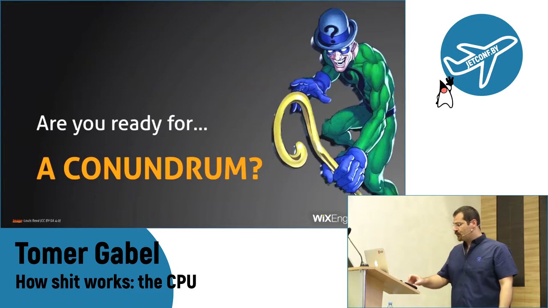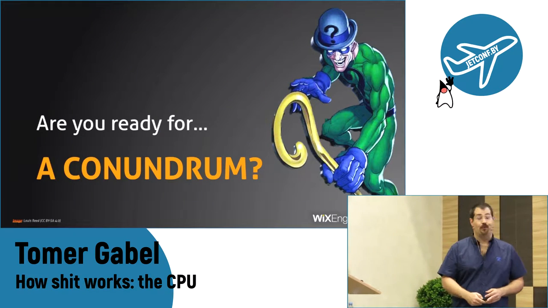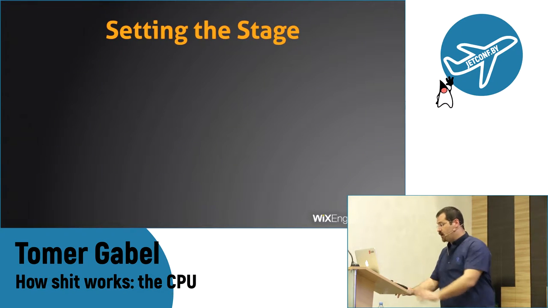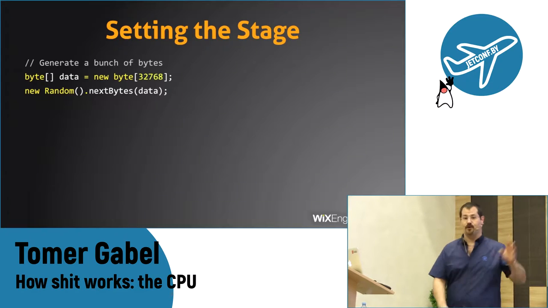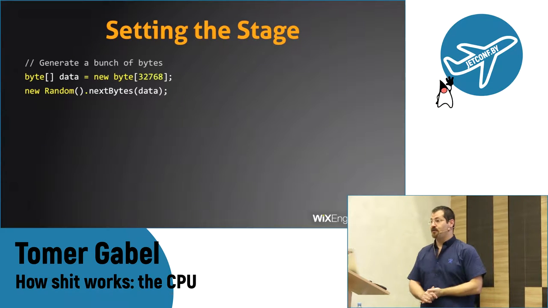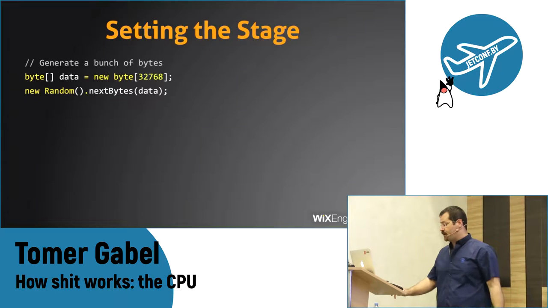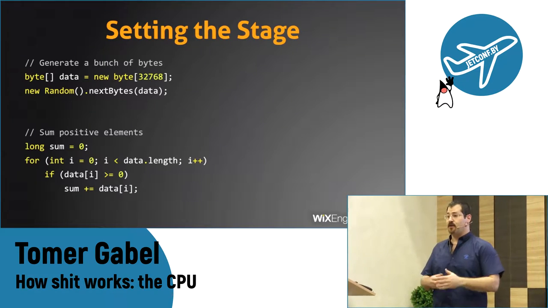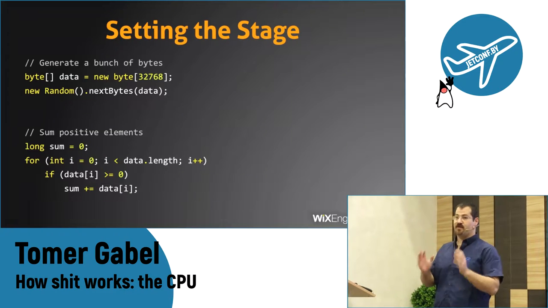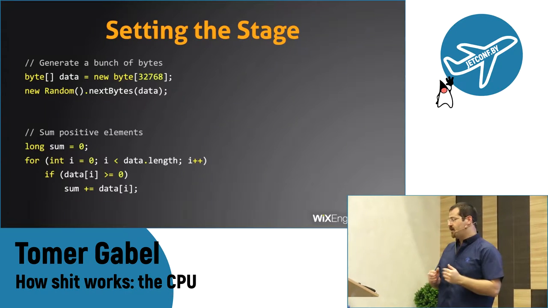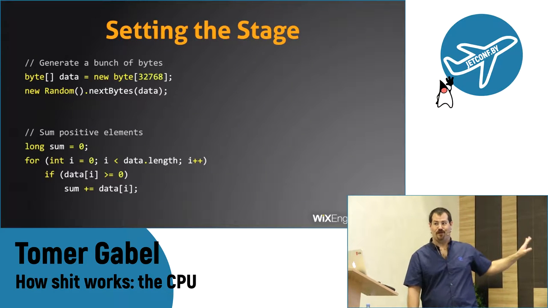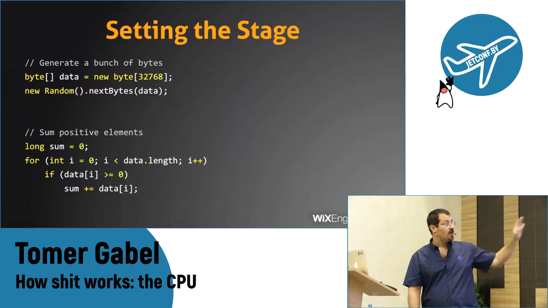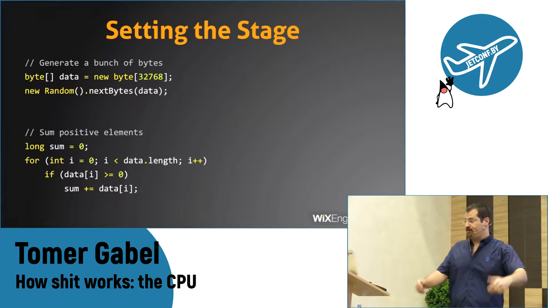So, to start with, we're going to start with a puzzle. Here's a bit of code. The first thing we're going to do is create a byte array. We're going to fill it in with random bytes, just a bunch of data. The second thing we're going to do is loop over that array, pick only the positive numbers and sum them up. Just accumulate them. That's it. This is very, very, very stupid code, completely artificial. But here's the thing. This runs at a certain speed.